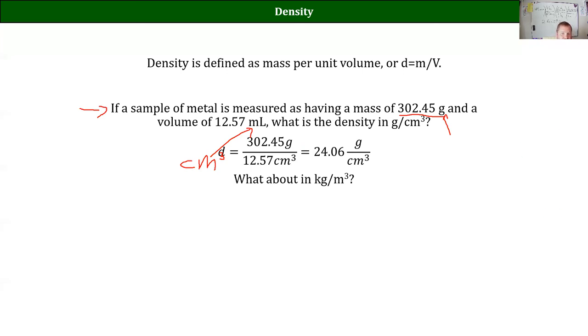If we wanted to take that and convert it into kilograms per meter cubed, which is the common physics units for density, physicists are dealing with larger amounts than chemists a lot of the time, so they like to report their density. So milliliters is the same as cubic centimeters. So it is the same. Liters is equal to 1,000 cubic centimeters. So milliliters to centimeters cubed, that's the one that's 1:1.